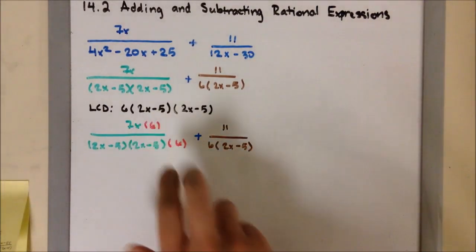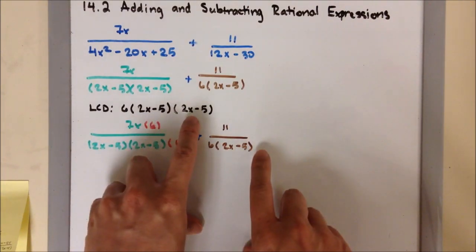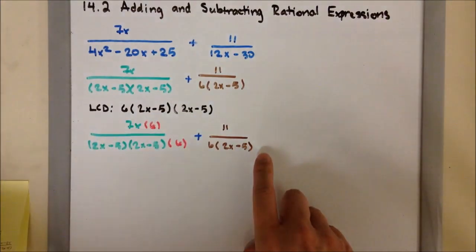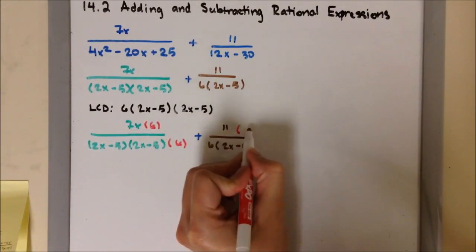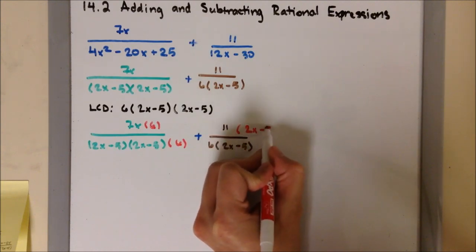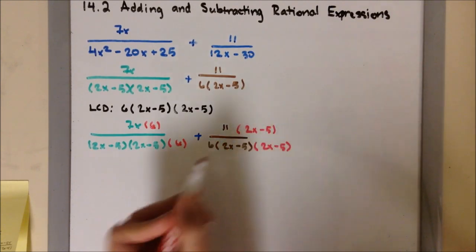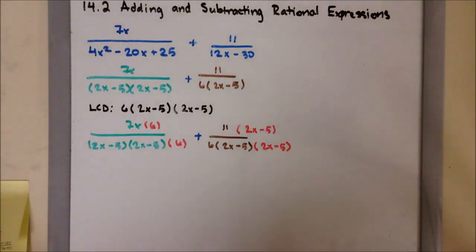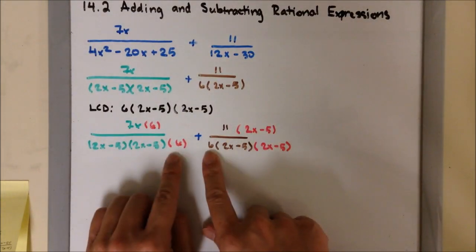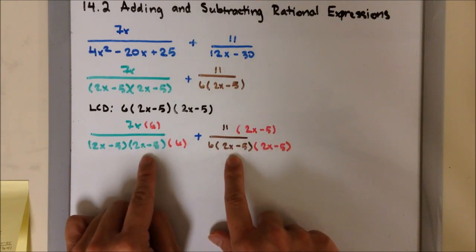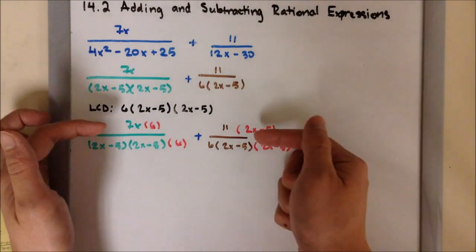Now we're going to look at the second fraction. In comparison to the LCD, I have the 6, and I have one factor of 2x minus 5, but I'm missing the other factor of 2x minus 5. So I'm going to multiply by the missing factor from the LCD. I'm going to multiply top and bottom by 2x minus 5. Once I'm finished with that, both fractions have the same denominator. They both have 6, they both have the first factor 2x minus 5, and they both have the second factor 2x minus 5. So now we're just going to combine the numerators.